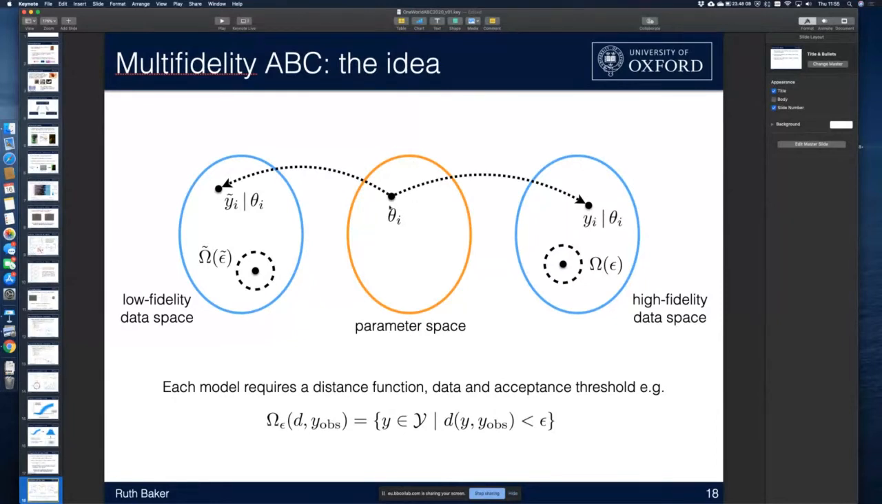So then I pick a sample of parameter from the prior distribution. I map into high fidelity data space to give data y_i with parameter theta_i. And then I have a notion of being epsilon close in that high fidelity data space. And then in the same way, if I sample theta from my prior distribution and simulate using my low fidelity model, this will give me output y_i tilde. And I have a notion of being close in low fidelity space, and this will be epsilon tilde close. So in general, in each of the high fidelity and low fidelity contexts, I need a distance function, I need the data and the summary statistics that come out of there, and an acceptance threshold epsilon.